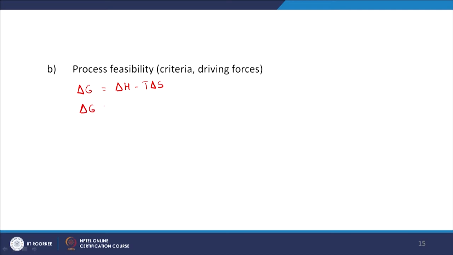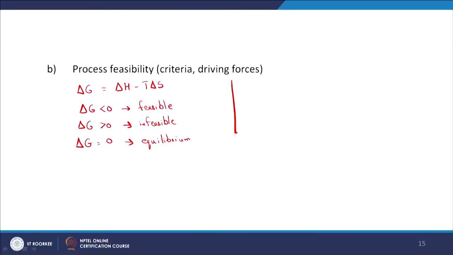So whenever delta G is less than 0, or is negative, we say that the process is feasible. When delta G is greater than 0, we say that the process is infeasible. And when delta G is equal to 0, we say that the system is at equilibrium. So let's just try to understand these aspects for a second.